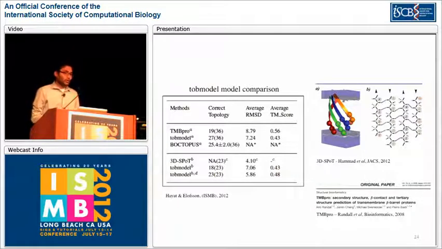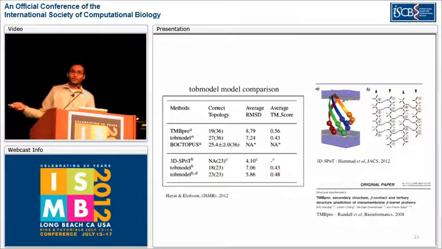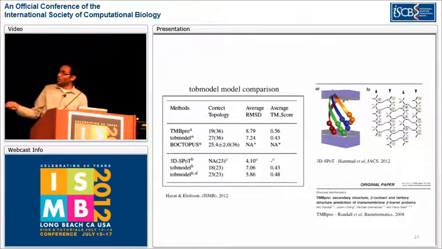We have also compared it to the only 2 other methods that are available. One is quite recent, which came almost the same time as us, this Jacs paper in 2012. And then this TMB Pro from Professor Baldi's lab in 2008. So far, I guess we are the only method that can start from the sequence and go to the model. The TMB Pro method makes some errors in the topology prediction. So if you have got the topology wrong, then of course you get the models wrong at the end.